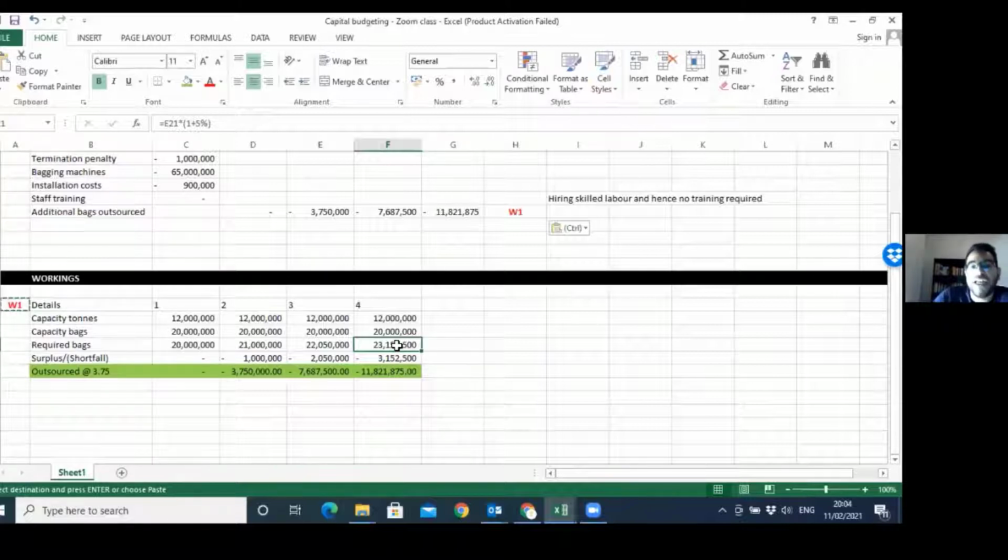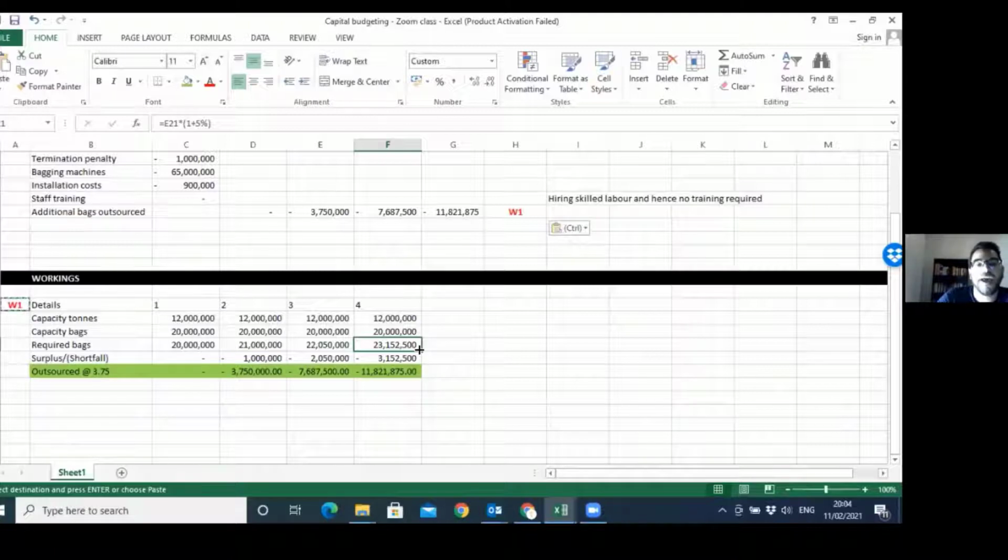Remember, you'd have to limit it to 24 million because your full capacity is 24 million. So be on the lookout for those kind of small things. Okay. So don't just run with formulas. Do sense checks to make sure that, like I did, the 23 million is in our 24 million bags, because 12 million times 2 gives you 24 million bags.